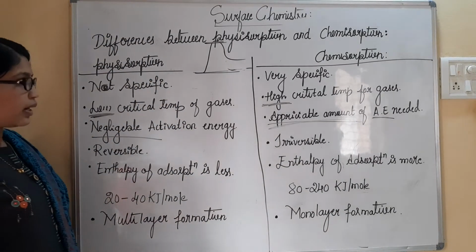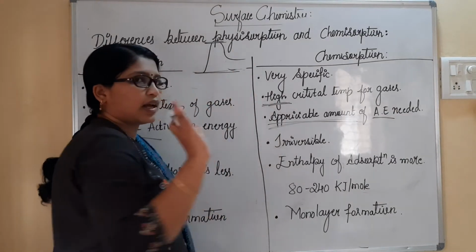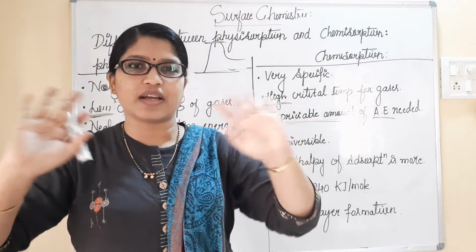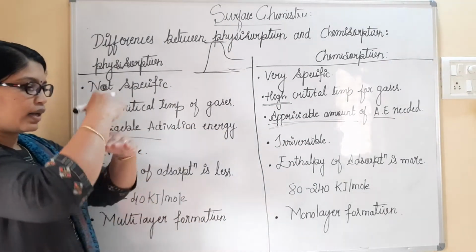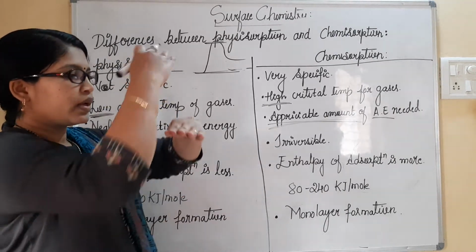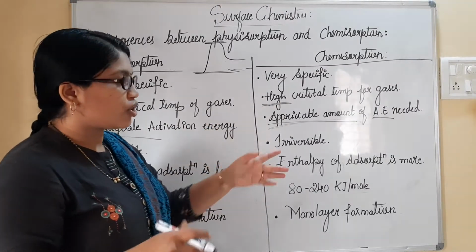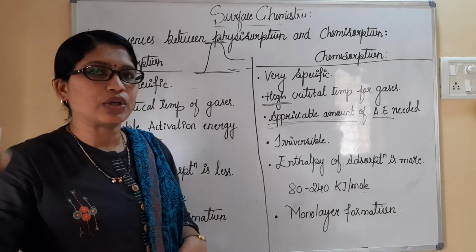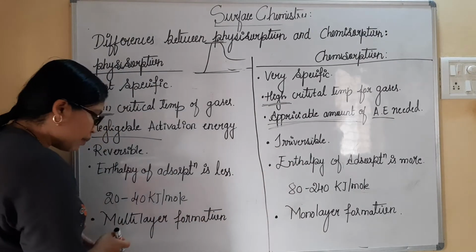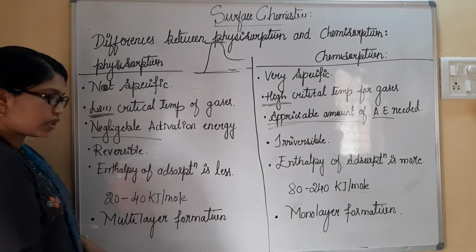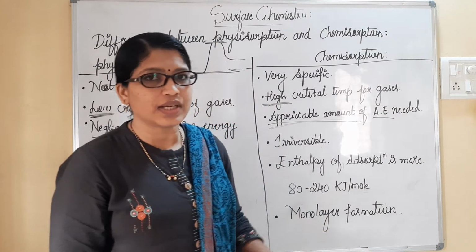Here, multi-layer, as I told you: first layer comes, second layer, third layer, fourth layer, like that. Physisorption forms multiple layers. But chemisorption makes only one layer. Unilayer adsorption takes place in chemisorption. This is multi-layer molecular formation, and in chemisorption, monolayer molecular formation of adsorption takes place.